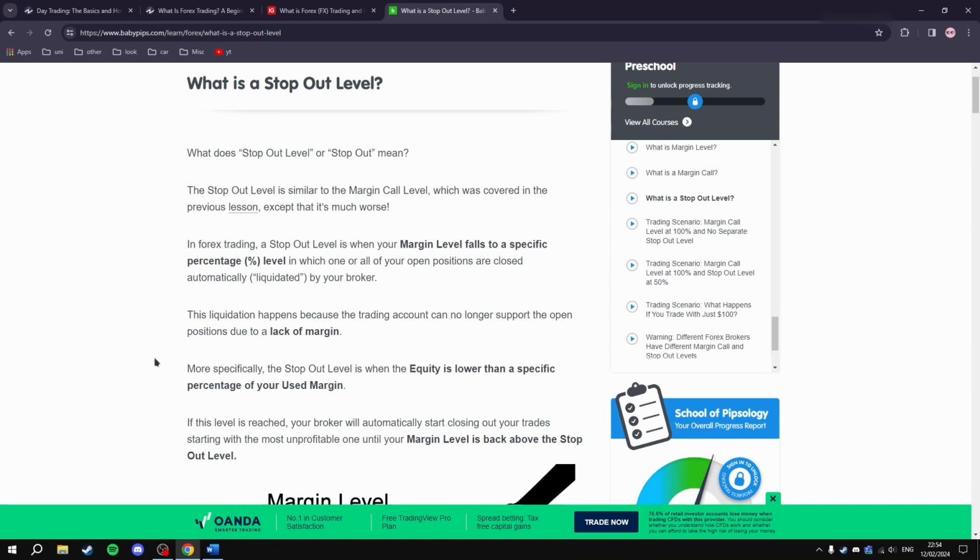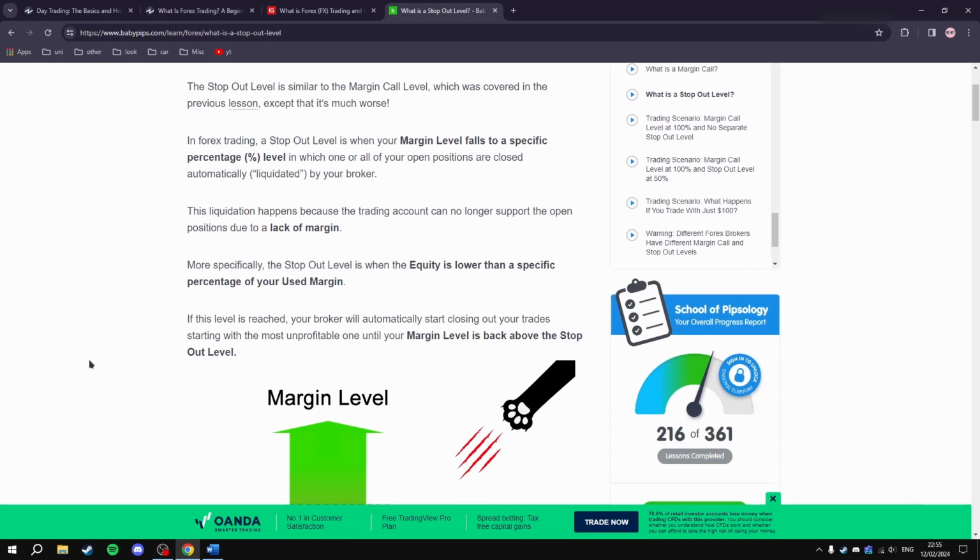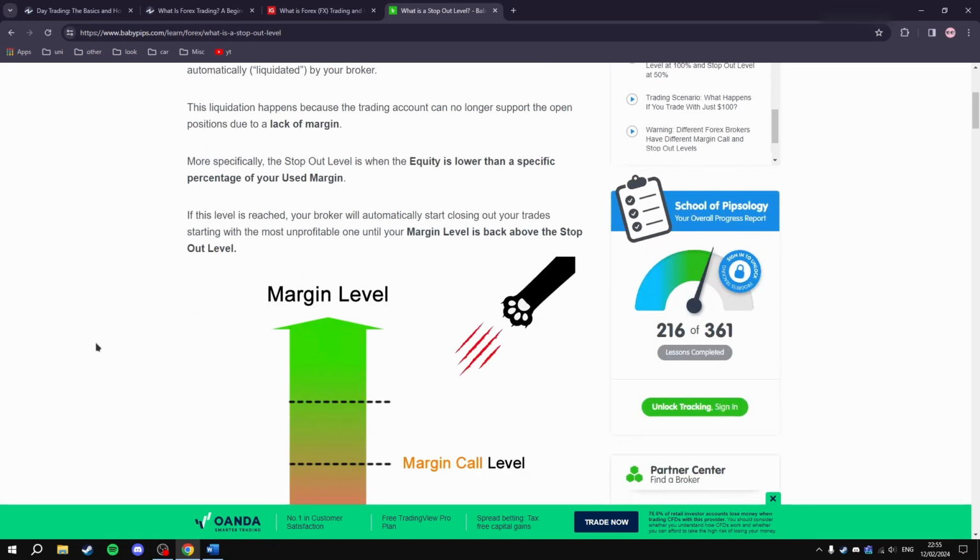The stop out level is similar to the margin call level, which was covered in the previous lesson, except that it's much worse. In Forex trading, a stop out level is when your margin level falls to a specific percentage level in which one or all of your open positions are closed automatically, liquidated by your broker. This liquidation happens because the trading account can no longer support the open position due to a lack of margin. More specifically, the stop out level is when the equity is lower than a specific percentage of your used margin. If this level is reached, your broker will automatically start closing out your trades, starting with the most unprofitable one until your margin level is back above the stop out level.